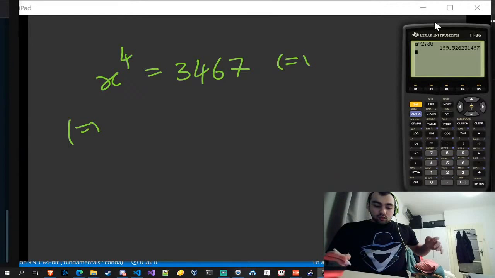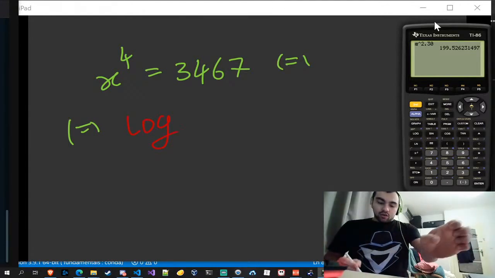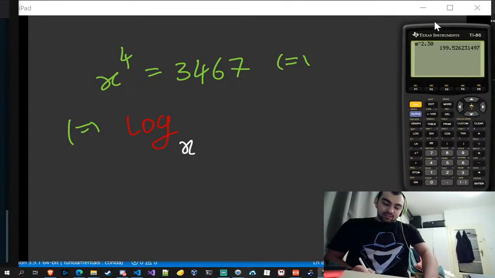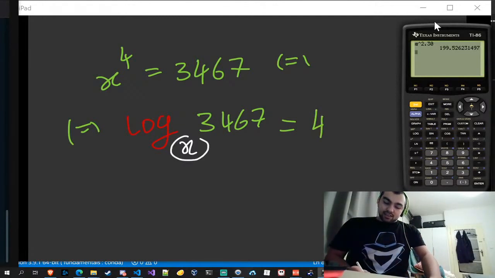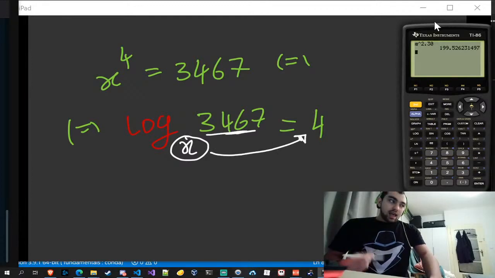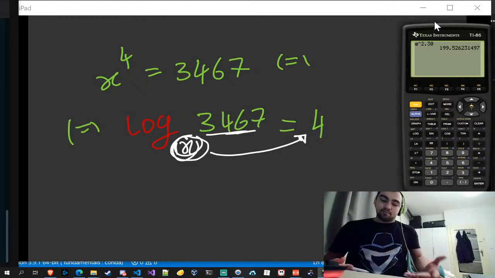Because with log, you have a base. In this case, the base would be x, and you have 3, 4, 6, 7. So this would be how you'd represent it. What are we doing? We're doing the base raised to this power equals this, and we're now trying to figure out what x is. Now the logarithm, we have to specify a base. So we need to know what x is here, so we can't do it.